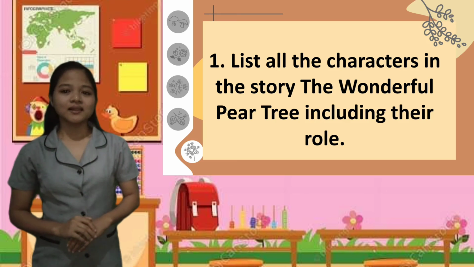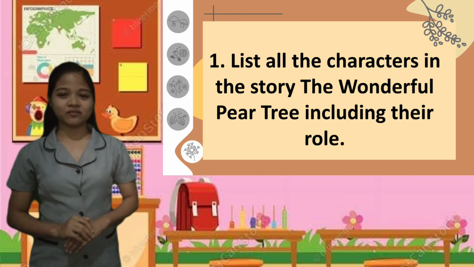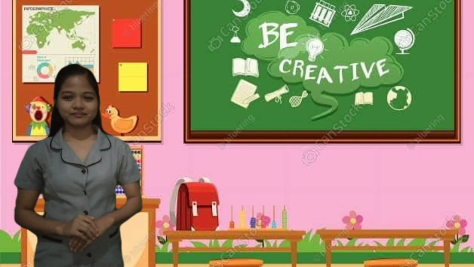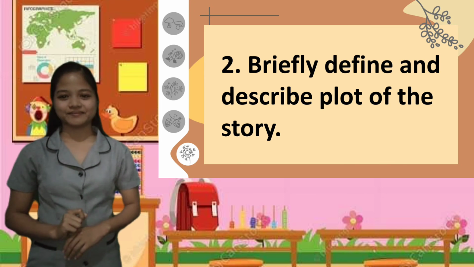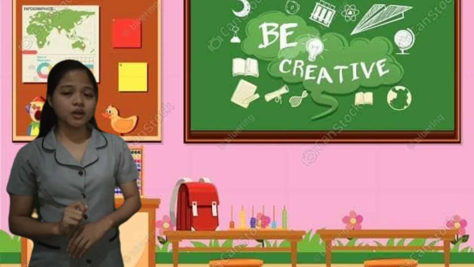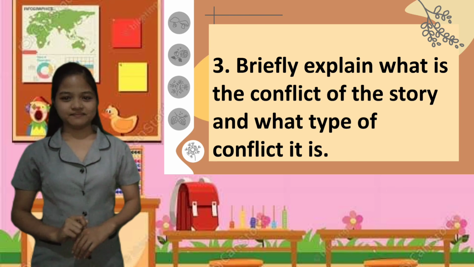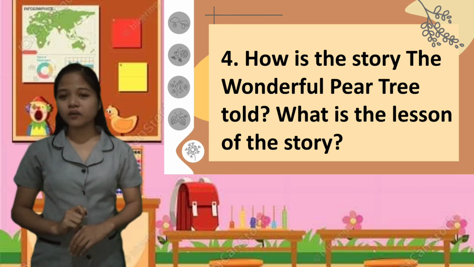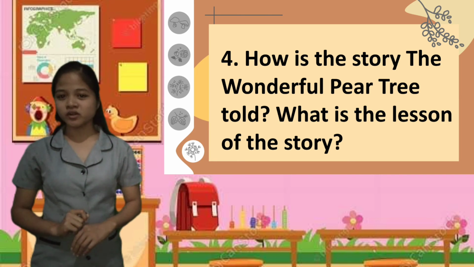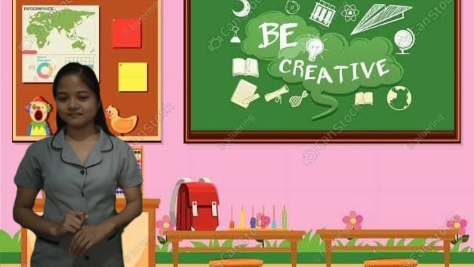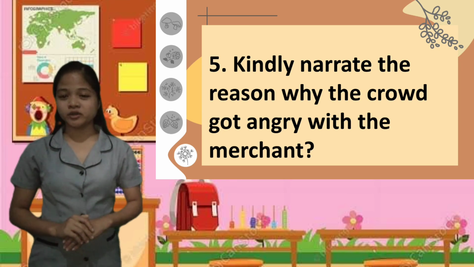Number 1, list all the characters in the story The Wonderful Pear Tree, including the respective role. Number 2, briefly define and describe the plot of the story. Number 3, briefly explain what is the conflict of the story and what type of conflict it is. Number 4, how is the story The Wonderful Pear Tree being told, and what moral lesson can we get from the story? And number 5, kindly narrate the reason why the crowd got angry with the merchant.